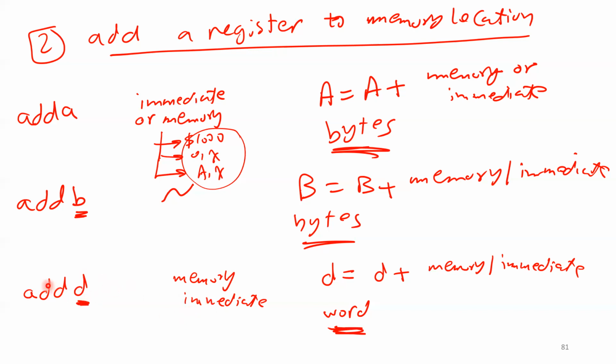So in this instruction, you add register D, which is a word, to memory location or immediate value, and then it's gonna store the result in D. So register D should equal register D plus immediate value or memory. Okay, guys? Any questions?